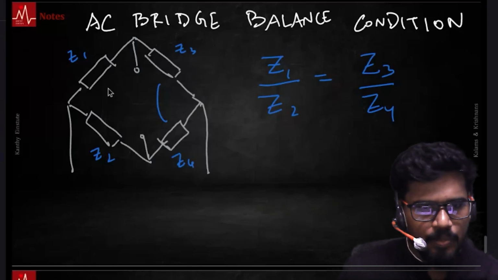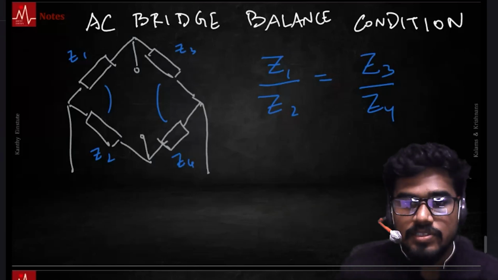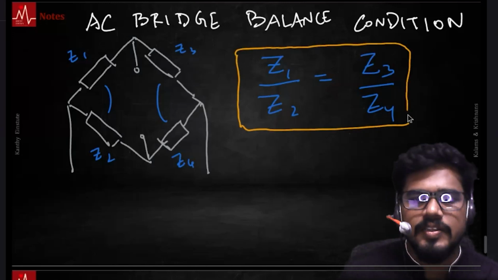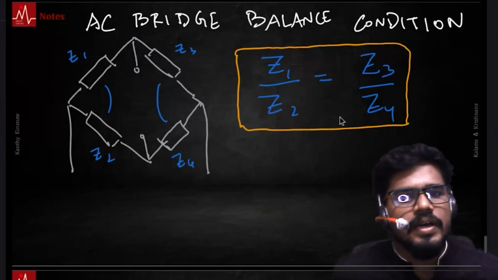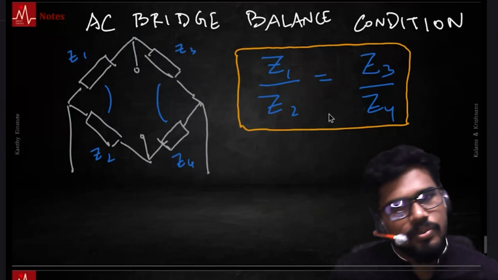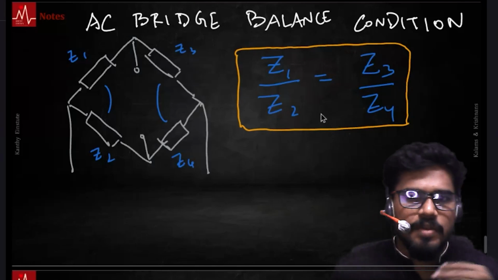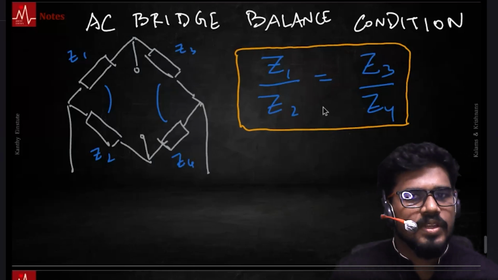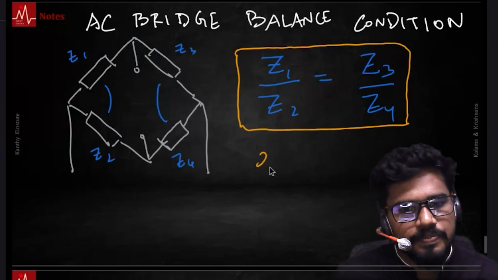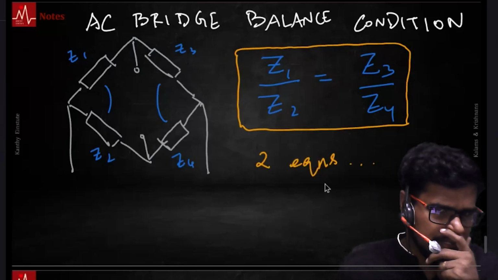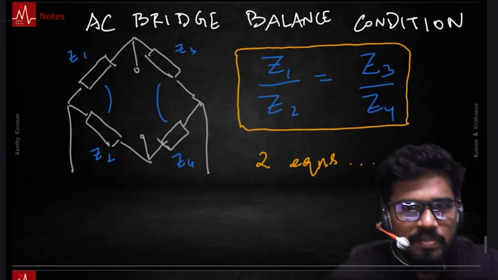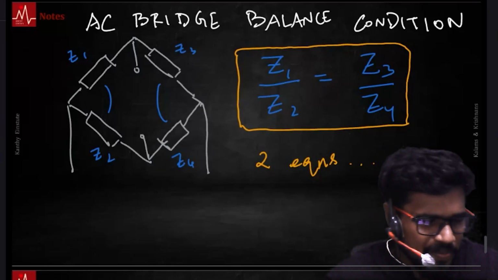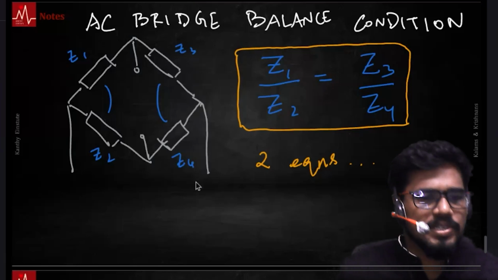Balance condition. But what you need to know is this is actually two equations, because the impedances are complex numbers. There is a real part and an imaginary part. The real part in the LHS needs to be equal to the real part in the RHS. The imaginary part in the LHS needs to be equal to the imaginary part in the RHS. You could say this is two equations. You could also say, in other words, the amplitude has to be the same in the LHS and RHS, and the phase has to be the same in the LHS and RHS. Both are one and the same. But notice there are two equations here.